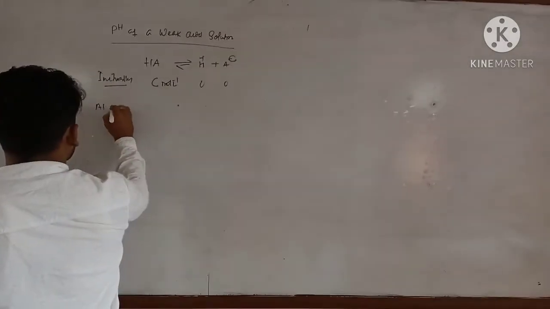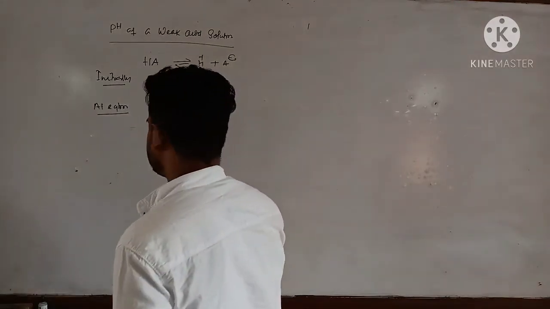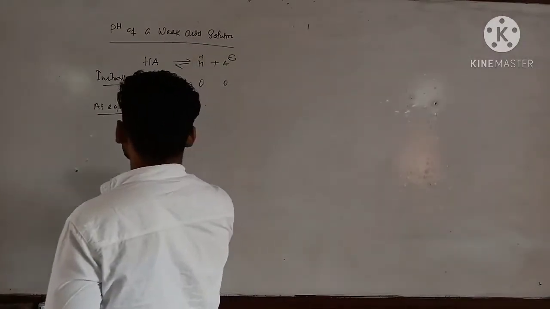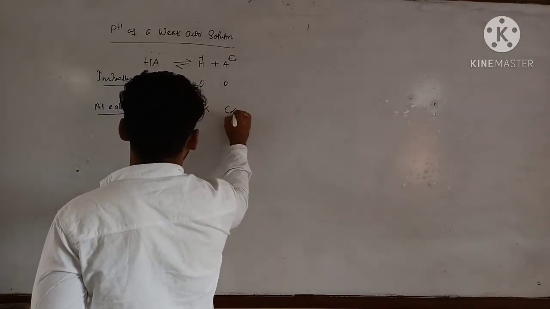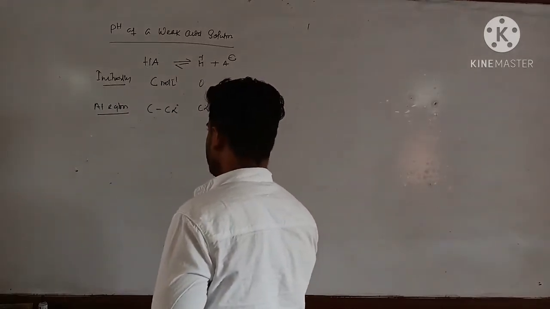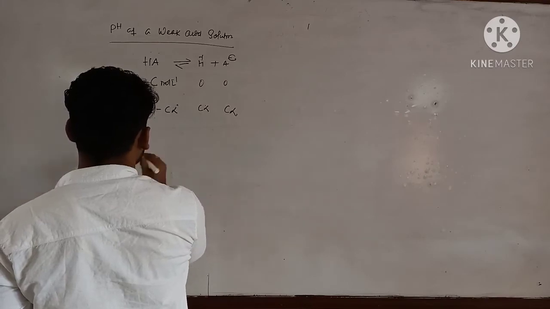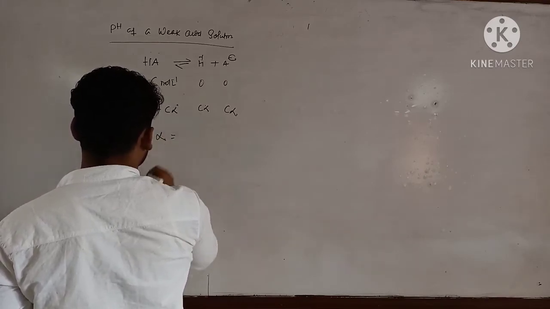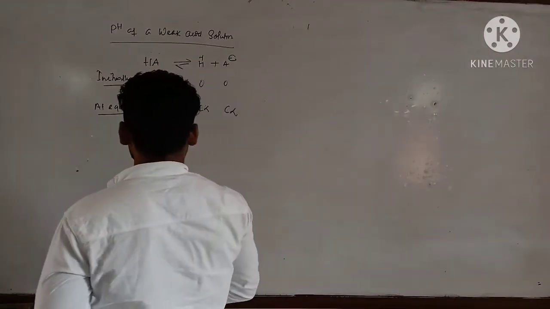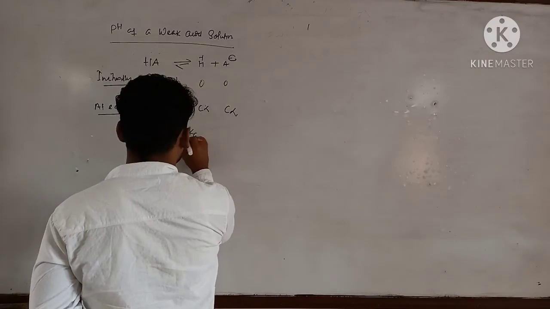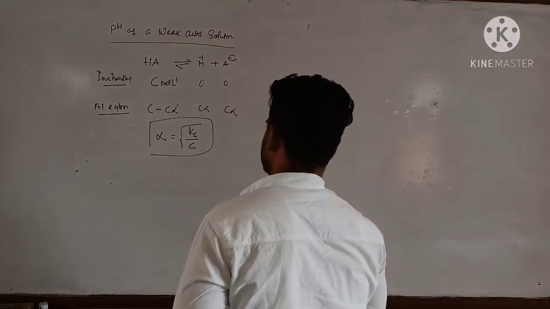At equilibrium, if alpha is the degree of dissociation which corresponds to 1 mole, then the remaining concentration is C minus C alpha, and this will be C alpha, C alpha. Clear? Now what we got in the previous derivation is alpha equal to root of Ka upon C. So this Ka is your acid dissociation constant.